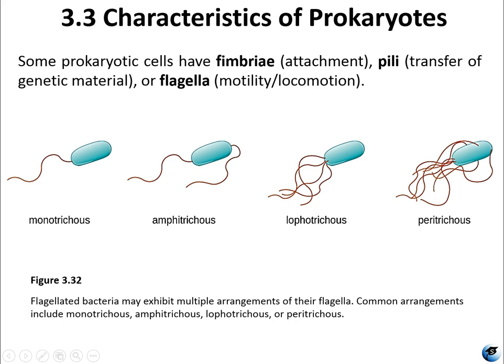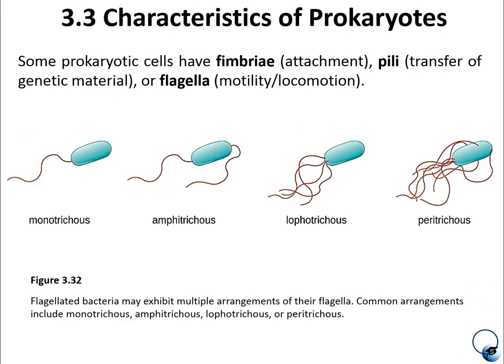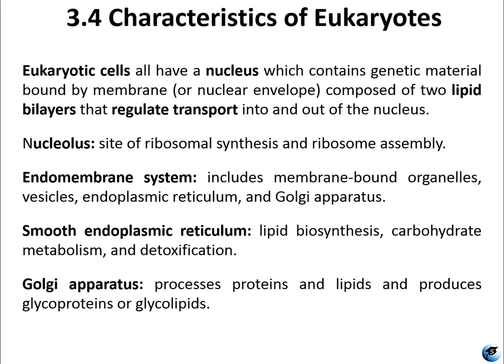Some prokaryotic cells also have fimbriae, which are used in attachment, and pili, which are used to transfer genetic material from one cell to another. I would like for you to go over these concepts in your book in greater detail, okay? And flagellates, we'll be looking at flagellates in, I think it's lab 5.